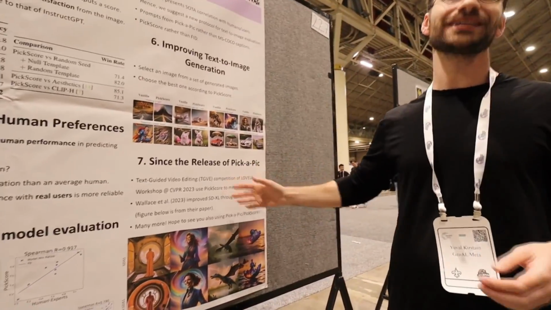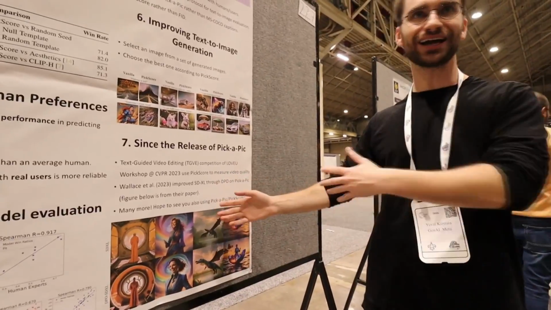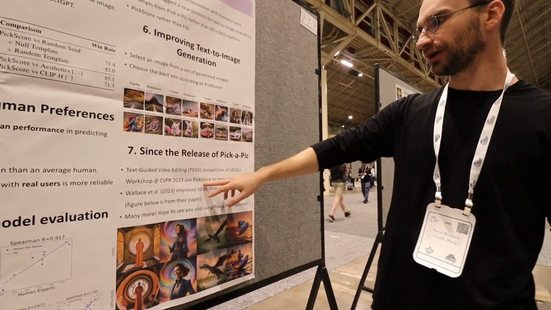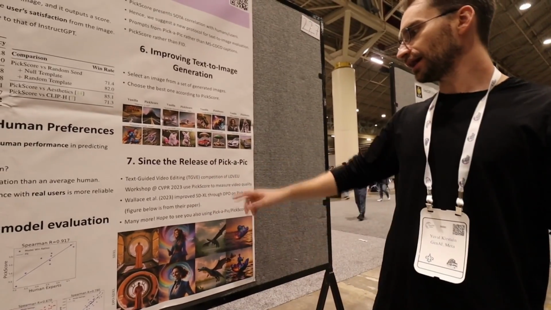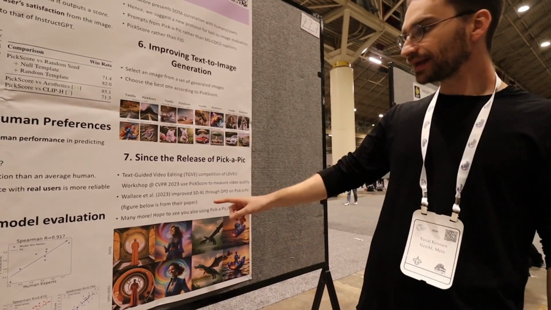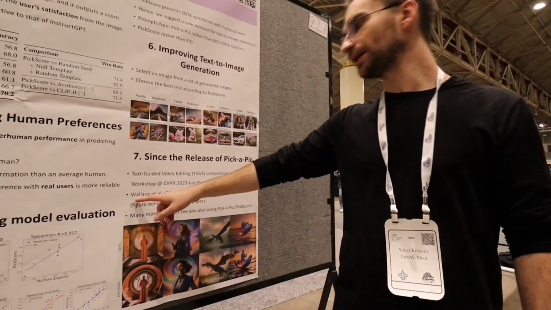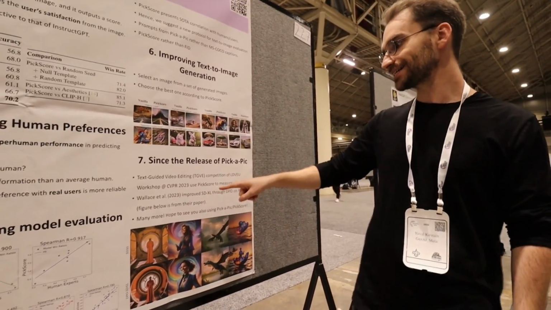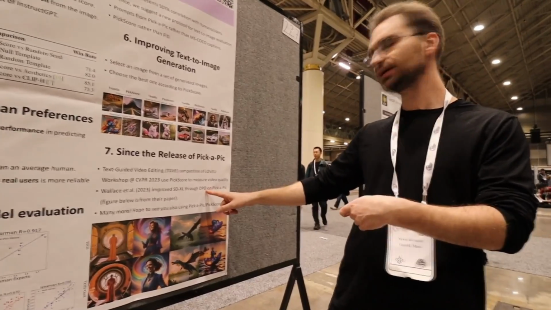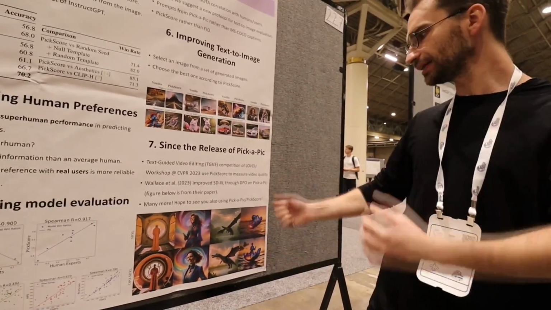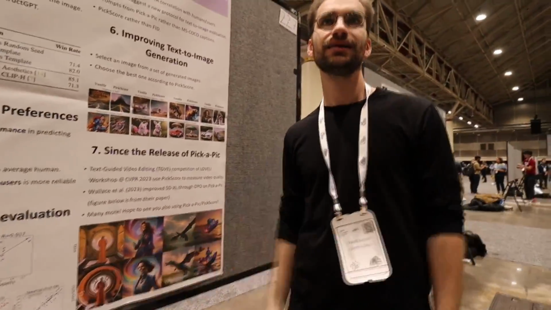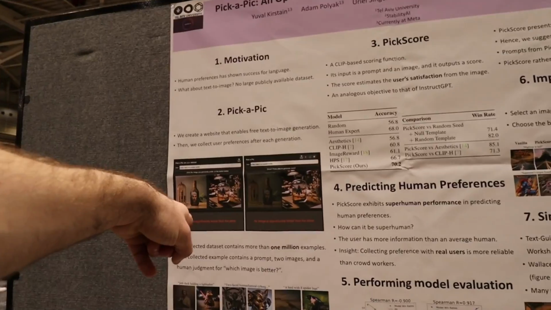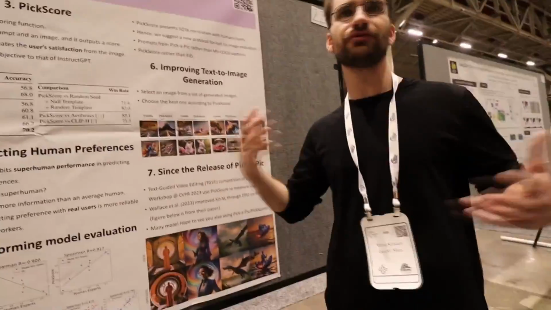And two notable works that I really loved and wanted to highlight a bit in my poster were making PickScore a metric for text-guided video editing benchmark to measure video quality, and very interesting work by Wallace et al. that improved SDXL by extending DPO for diffusion models and doing it on Pick-a-Pic datasets. I see. And they were able to improve SDXL. And I'm gonna guess this was SDXL or some stable diffusion already. It was lots of different models. We wanted to make it more diverse.